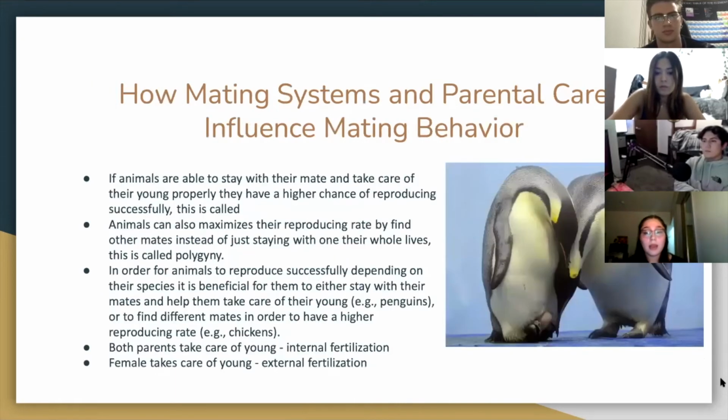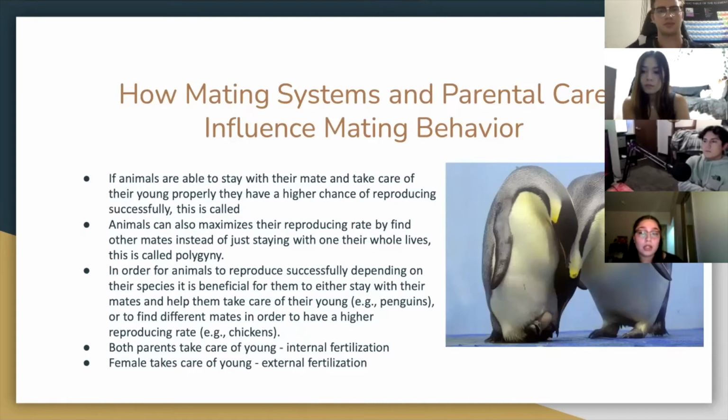And then we have how their mating systems and parental care influence their mating behavior. If animals stay with their mate and take care of their young, they have a higher chance of reproducing successfully. And this is called monogamy. And then animals can also maximize their reproducing rate by mating with other animals instead of just staying with the same one their entire lives. And this is called polygamy.